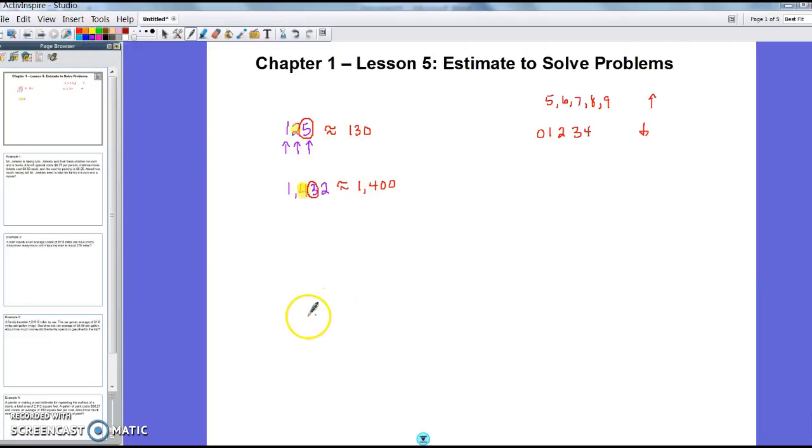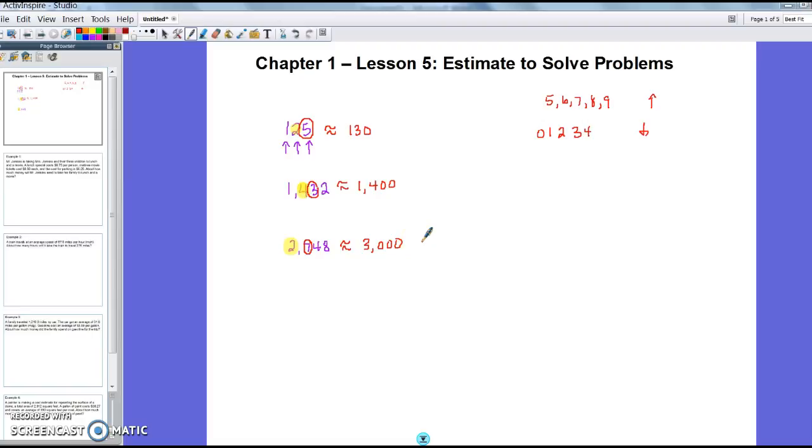Let's try one more. Let's say we have 2,748, and in this case I want to round to the thousands place. If I'm rounding to the thousands place, then I'm going to look at the number directly to the right of that. That's a 7. 7 is in that first group, so that rounds up. The 2 goes up to a 3, and that gives me 3,000. So that's just a quick little review of rounding. And typically we will always follow those rules.